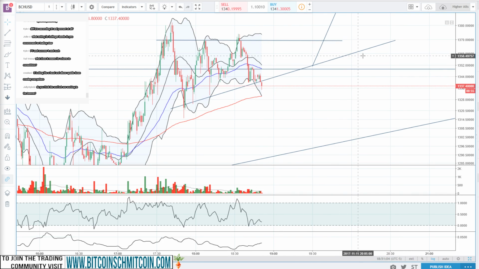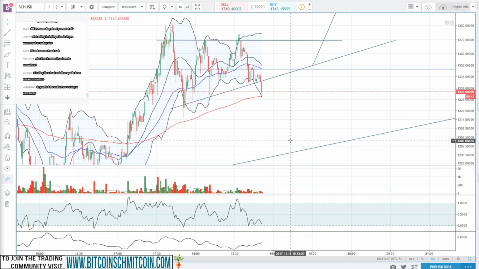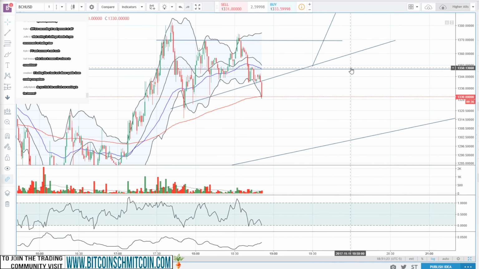So we saw a little pop down. Let's see if we get some buyback on that. Yeah, buys right back inside. Okay. Some more sells. Let's see what happens here. Oops.